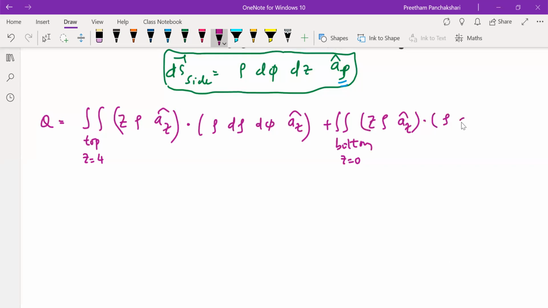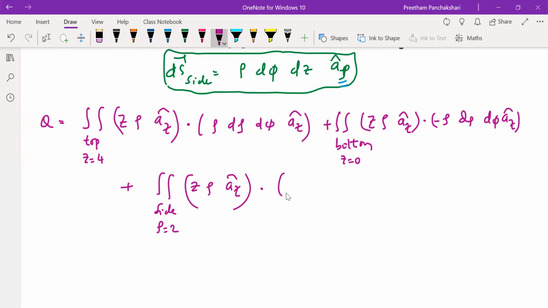Then we have rho d phi minus a cap z, plus, for the side where radius is 2, we have D equation multiplied by the cylindrical side, which means rho is constant, so d phi into dz, a cap rho. This forms the required integration.